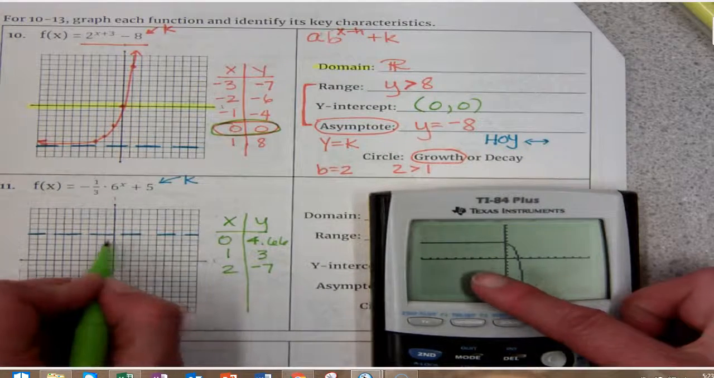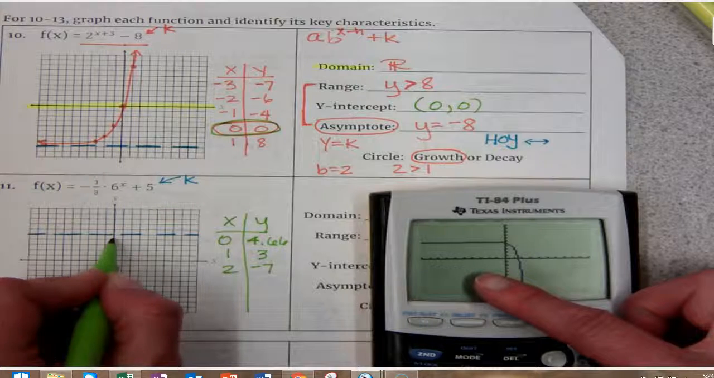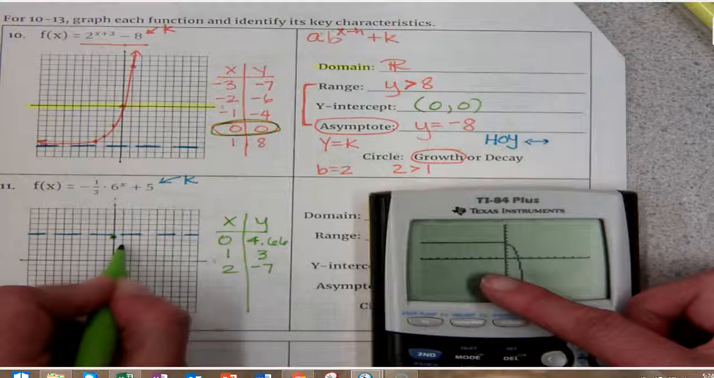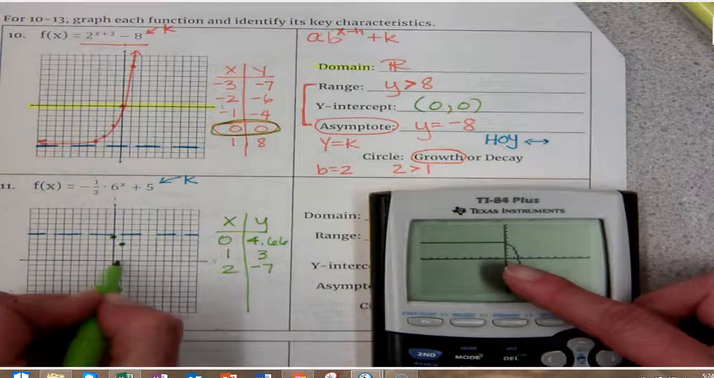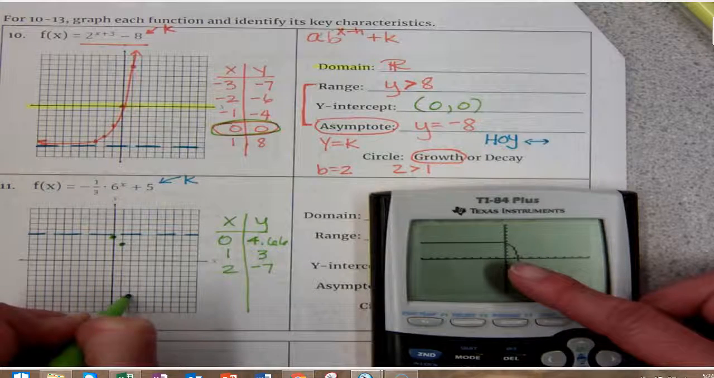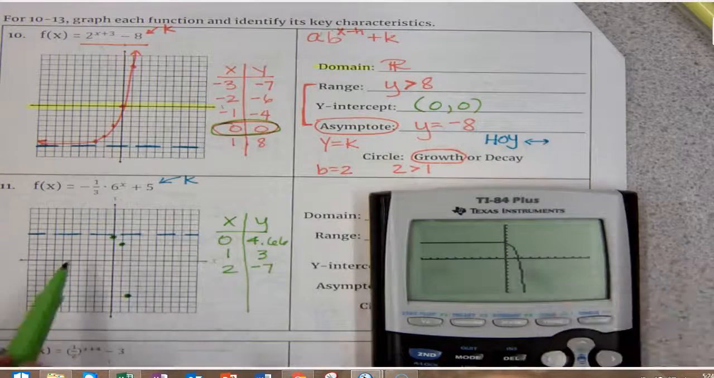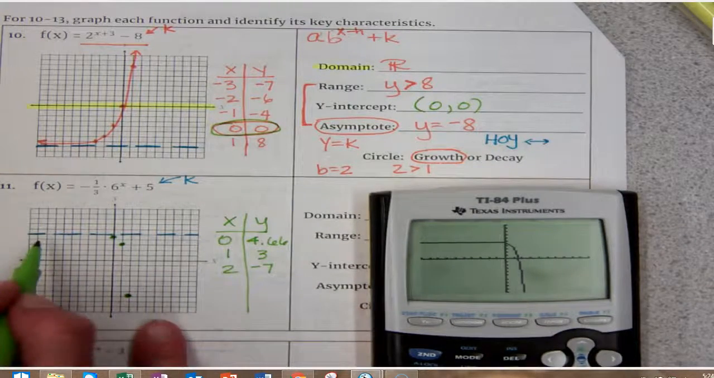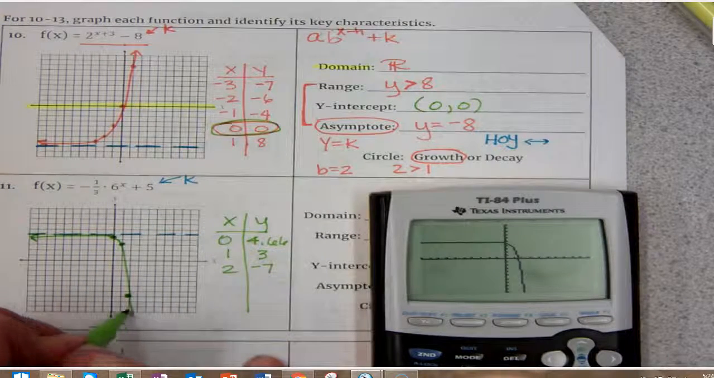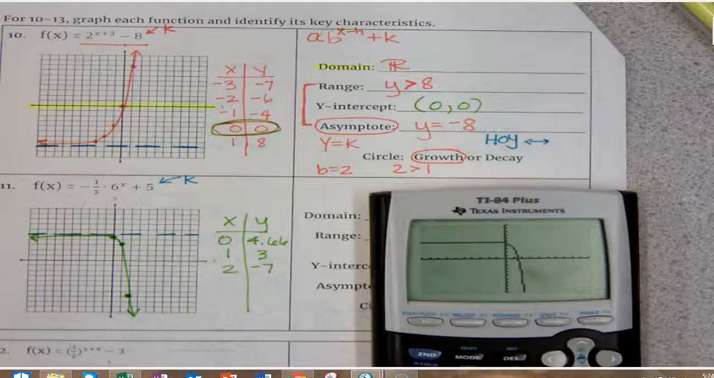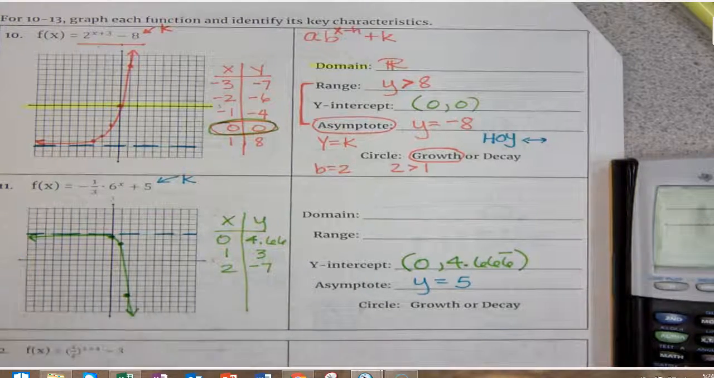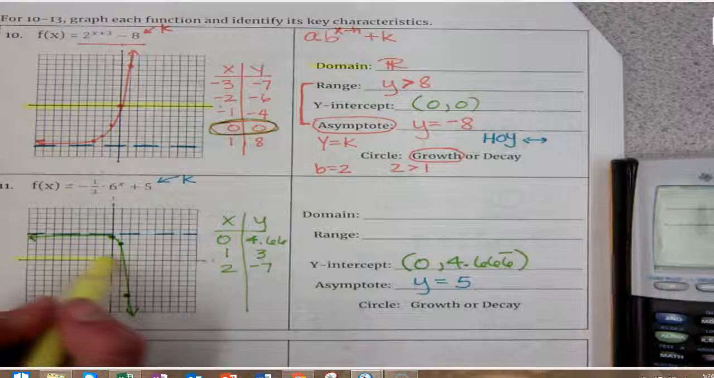So now I'm going to graph 0 at 1, 2, 3, 4, almost 5. Boom. 1, 1, 2, 3. And 2, -7. 1, 2, 3, 4, 5, 6, 7. So now I can draw my graph to resemble this. And there you go. Full credit. Yay! All right. My domain, again, all real numbers.